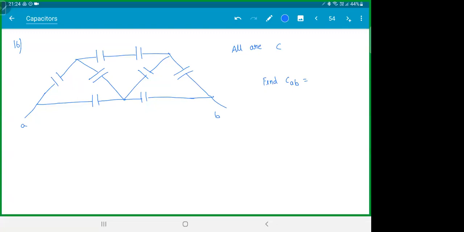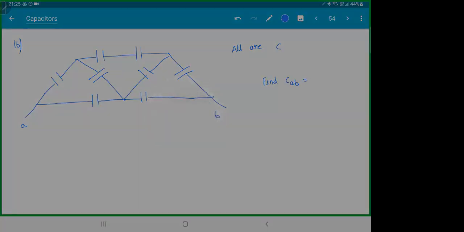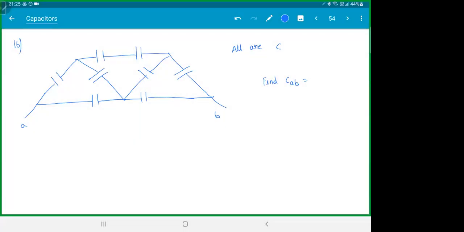Now, these kind of circuits, there is a technique which you have to use. If you look at this circuit, there is nothing in series, nothing in parallel, no Wheatstone bridge, and nodal analysis you can't use. Because generally to use nodal analysis, a few points should have the same potential, isn't it? Here nothing looks like that. Symmetrical circuits.